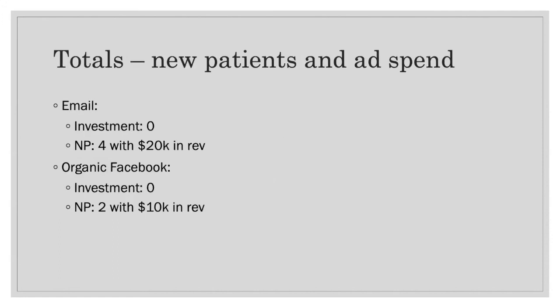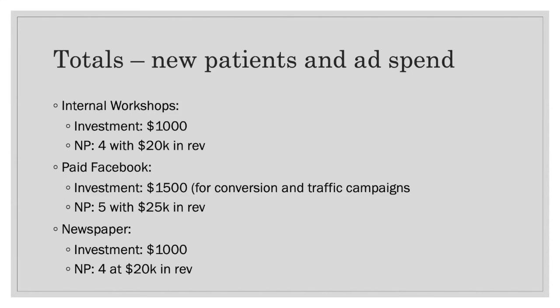Now let's look at our totals here. So email, investment, just time, right? New patients, 4, 20 grand in revenue. Now we have our organic Facebook investment, 0, just time. New patients, 2, 10 grand in revenue. Internal workshops investment, I'd say about $1,000. New patients, 4, 20 grand in revenue. Paid Facebook investment, about 1,500 for both campaigns. New patients, 5, 25 grand in revenue. And newspaper investment, about $1,000. New patients, 4, 20 grand in revenue.